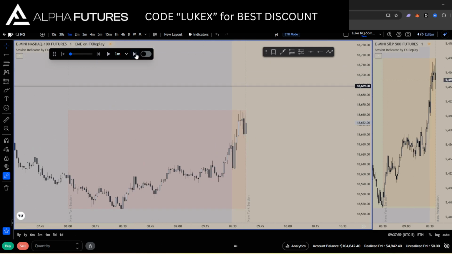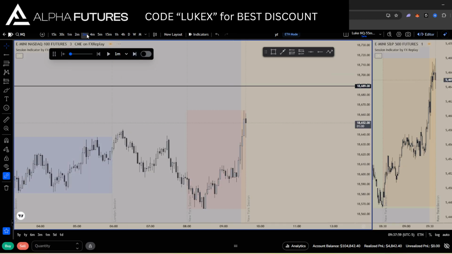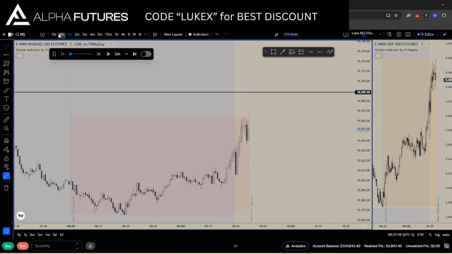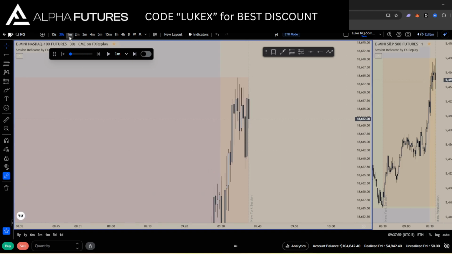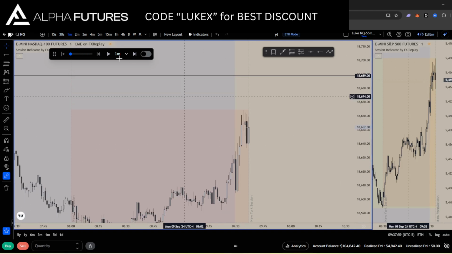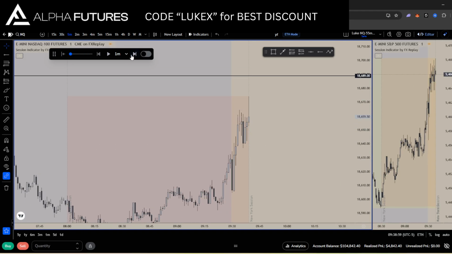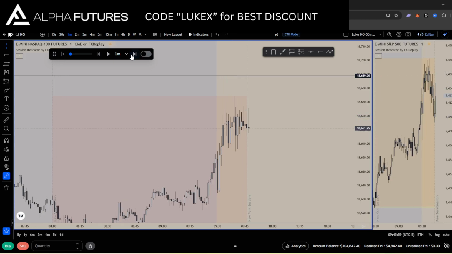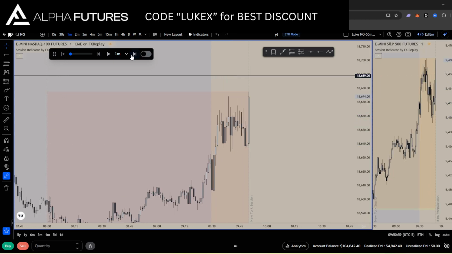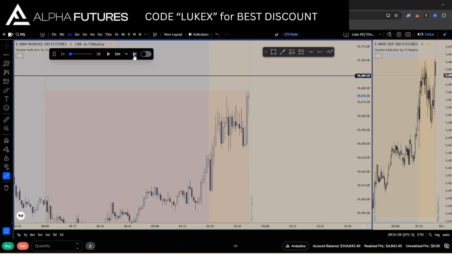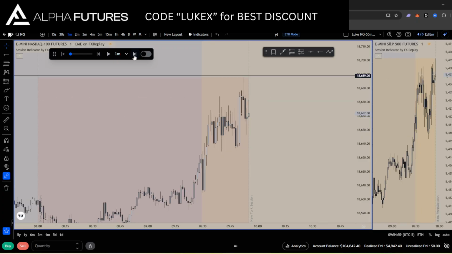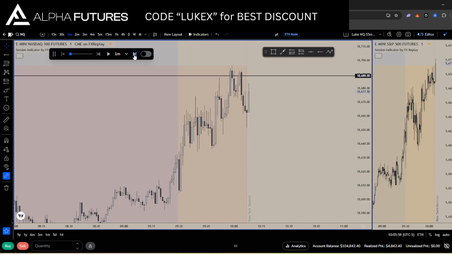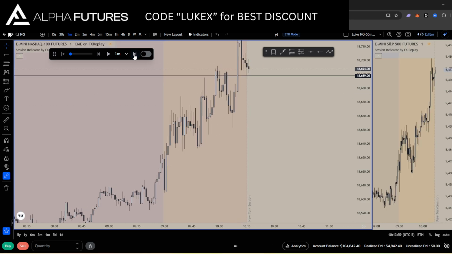Let's see. Okay, we're respecting this gap. We did get a nice close there on the 1 minute. I don't really like it though. I'm gonna probably fade this. Yeah, we're just kind of chopping here. Very slow chop. I don't really like any of this.